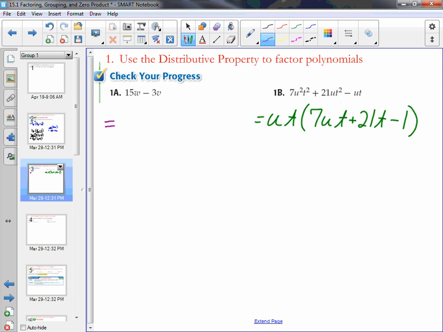What's the greatest common factor? 3. 3W, 3V, 3. All right, so what's 15 divided by 3? And then W divided by, there's nothing to divide it by. Technically, you're dividing it by an imaginary factor of 1 there, okay? But there's nothing to divide the W by. Minus sign. 3 divided by 3, 1. V, nothing to divide it by, so I do need to write down the 1, don't I?